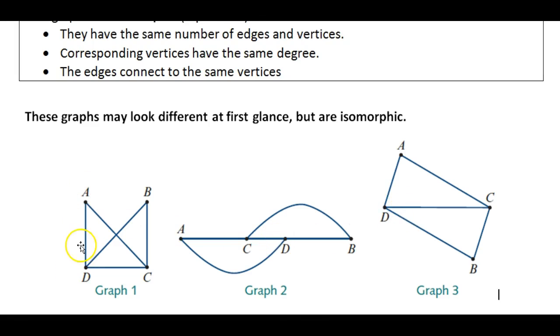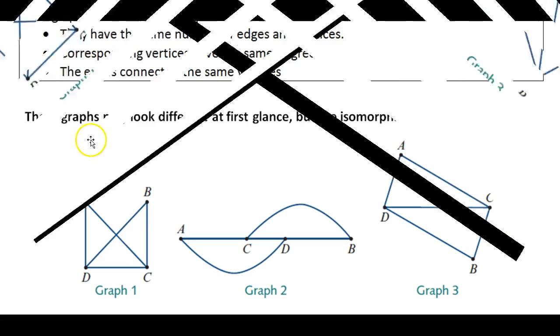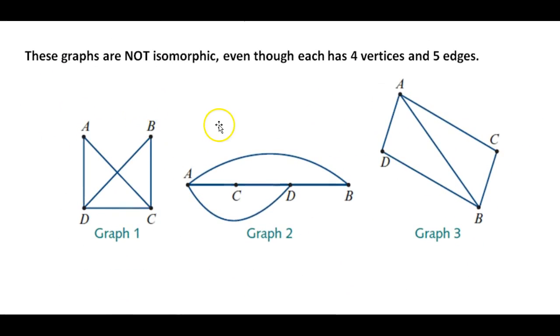Now AD is connected, you can see here. AC is connected, there's AD, there's AC. BC is connected, BD is connected, and CD is connected with corresponding edges. Here we have the same number of edges and the same number of vertices, 4 and 5 in each.